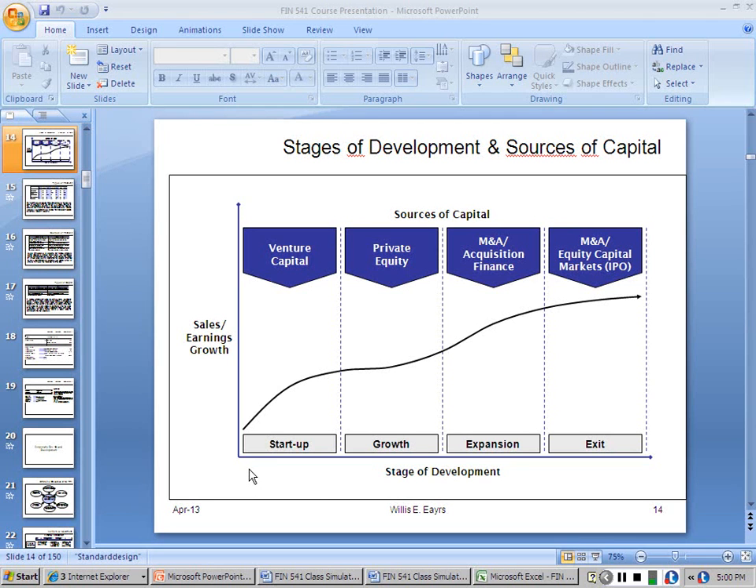Oftentimes companies in this initial phase are not capable of receiving bank loans because banks only want to finance companies that are capable of demonstrating some operating history that shows that they're capable of making gains and profits. So in this particular phase, to fund losses, normally banks would say that's the issue of shareholders.